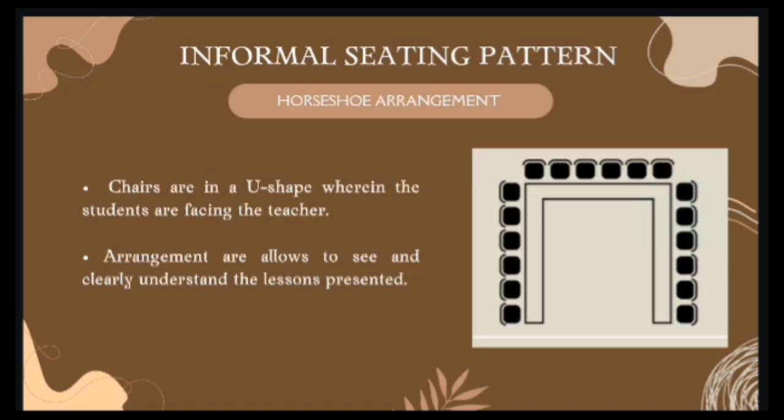So next is the informal seating pattern, which is the horseshoe arrangement. So chairs are in a U shape wherein the students are facing the teacher, while the arrangement allows them to see and clearly understand the lessons presented. So this refers to a classroom setting arrangement where chairs are set in a U-shaped pattern. You can see it is a U-shaped pattern.